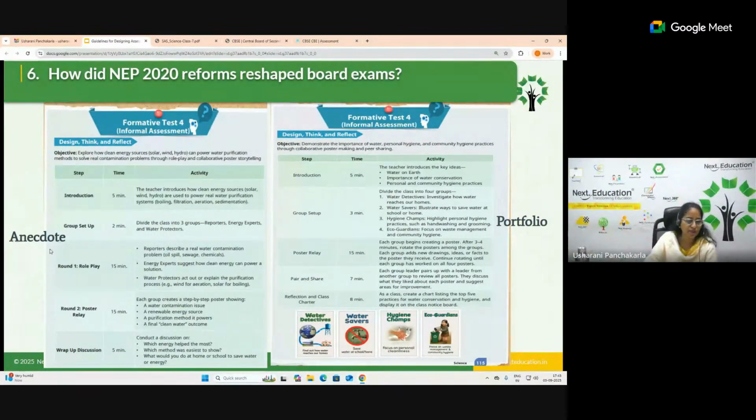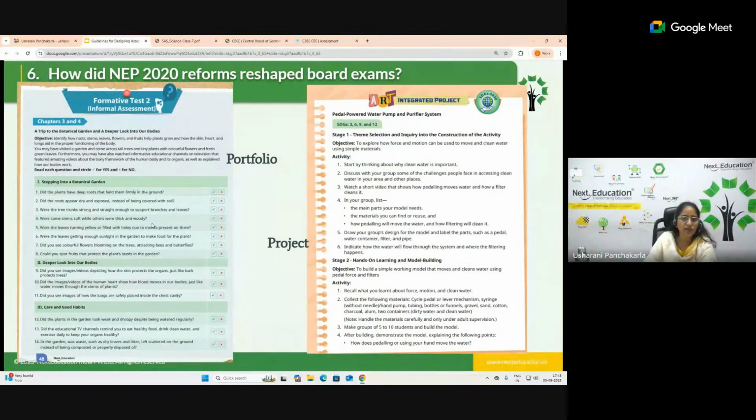Now coming to what is an anecdote, we have given some information for them, something like a role play to do in the classroom, and again collaborative poster storytelling, so that the teacher will be writing a small descriptive story about each student: where he is standing in this entire setup, how well he is collaborating and communicating with peers, how his teamwork is, and where he is lagging. So this small information is what she is going to gather from this kind of informal assessment. This is what NEP 2020 has reformed in the exam or assessment pattern that we are following.